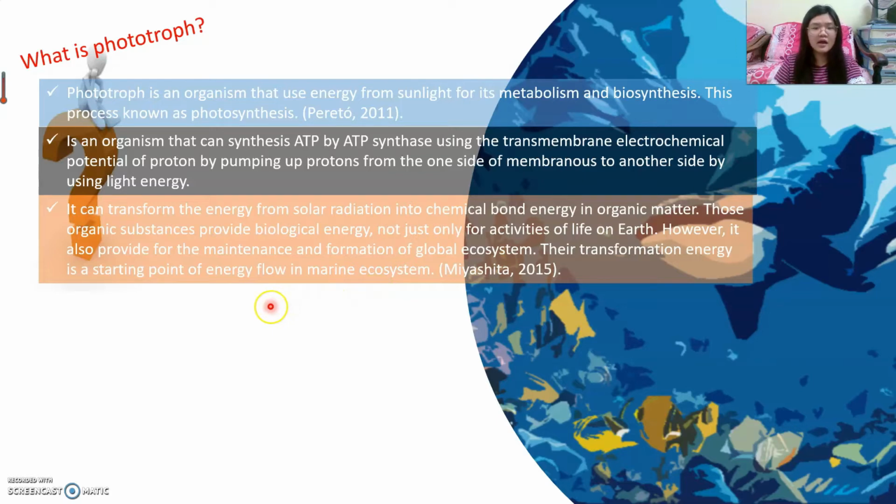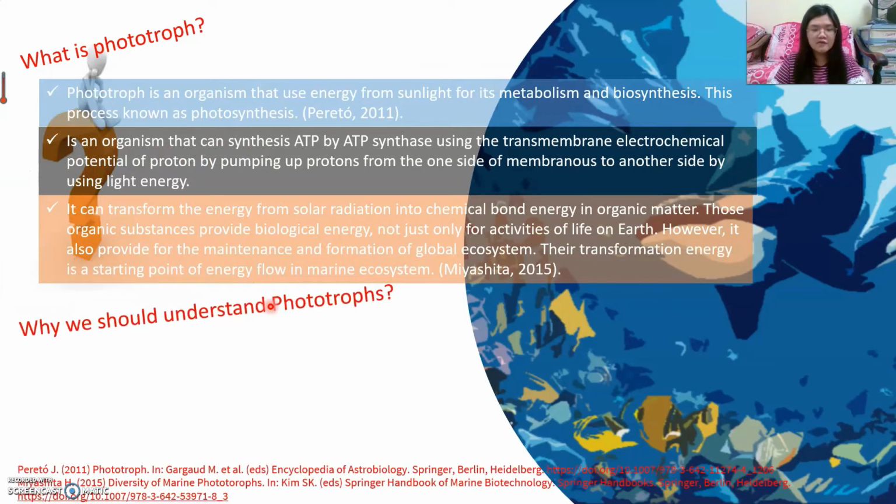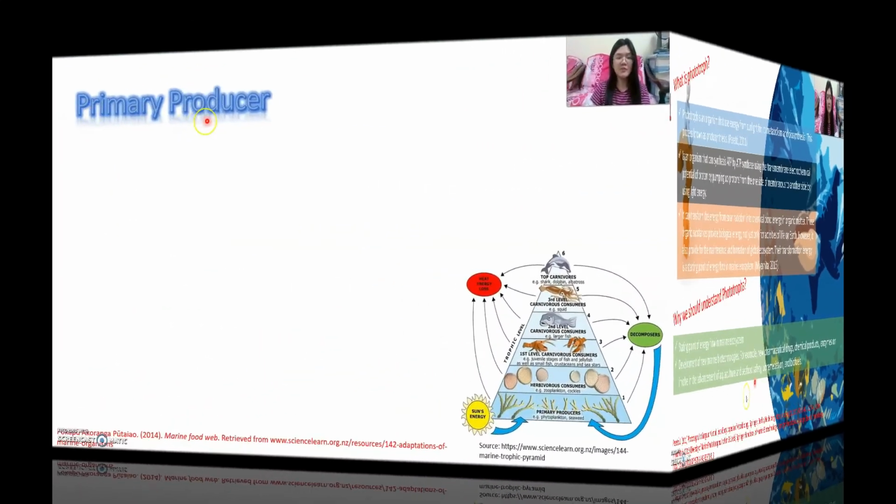So right now, why should we understand or know about phototrophs? First, as I mentioned earlier, phototrophs are the starting point of energy flow in the marine ecosystem. They also contribute to the development of new marine biotechnologies such as chemical products, and are involved in the advancement of aquaculture and seafood safety. Okay, next. Primary producer.